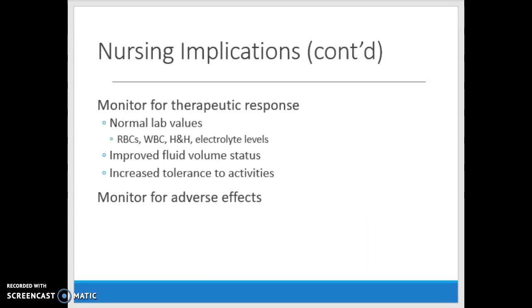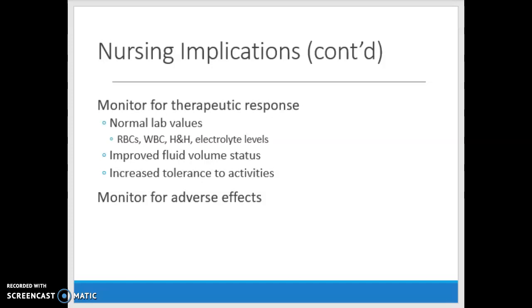We are going to continue to monitor for the therapeutic response. It's important as a nurse that you know the normal lab values for the red blood cells, the white blood cells, hemoglobin and hematocrit, and those electrolyte levels, so that when you are monitoring your patient who has had an abnormal lab value, you know what the expectation is that they will reach.